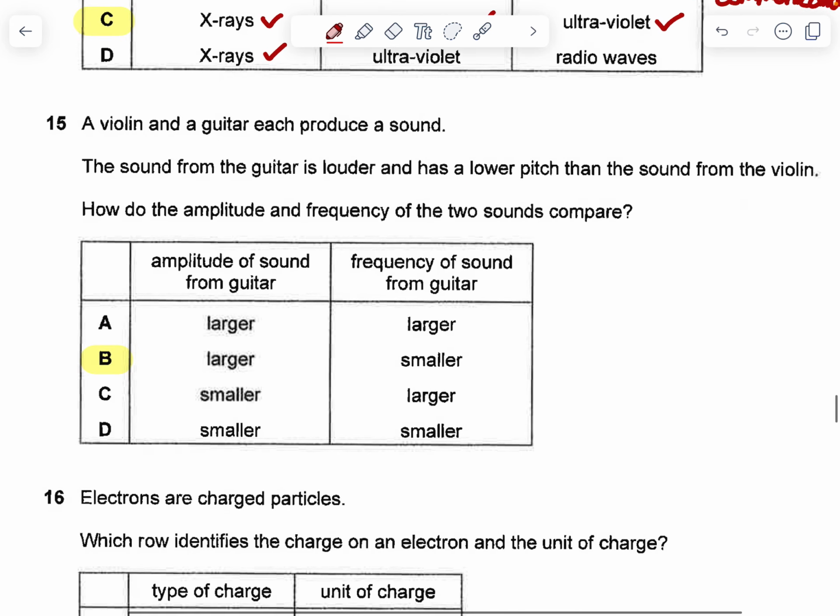Question 15. A violin and a guitar each produce a sound. The sound from the guitar is louder and has a lower pitch than the sound from the violin. How do the amplitude and the frequency of the two sounds compare? So we know that the loudness is proportional to the amplitude. The pitch is proportional to the frequency. So if it's louder, it has a larger amplitude. If it's a lower pitch, it has a lower frequency.